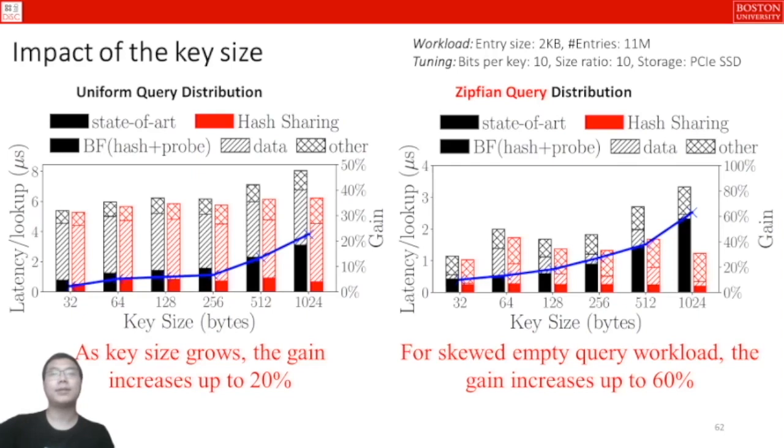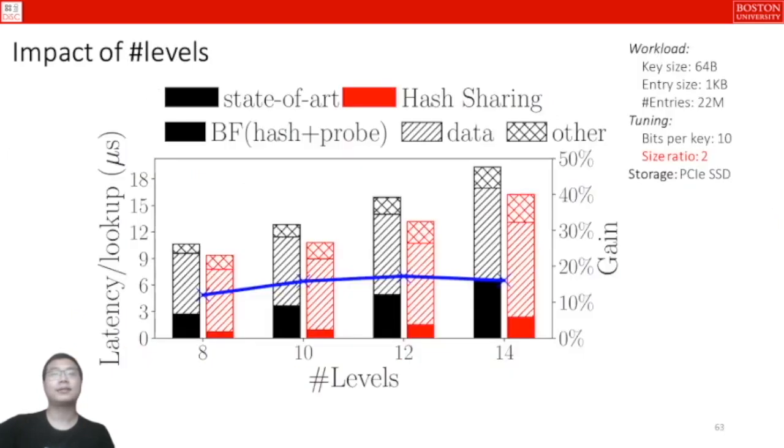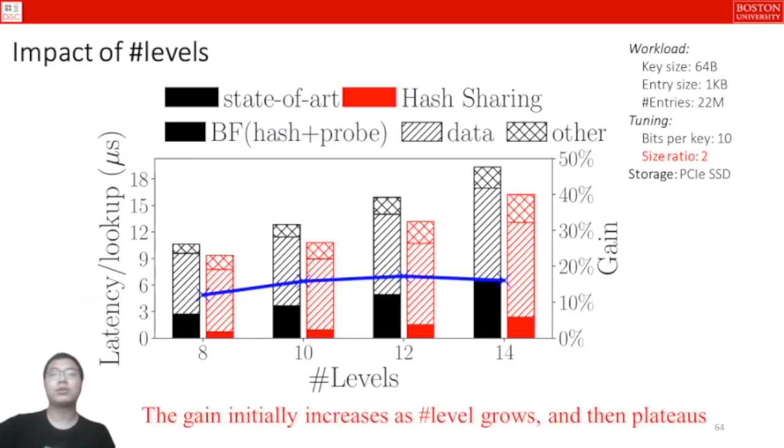In the next experiment, we vary the data size. Here we reduce the size ratio to 2 so that we can have more levels. As you can see from the x-axis, the number of levels ranges from 8 to 14. According to the blue curve, the gain initially increases as the number of levels grows, and then plateaus. In fact, this is consistent with our cost model. You can find more detailed explanations in our paper.